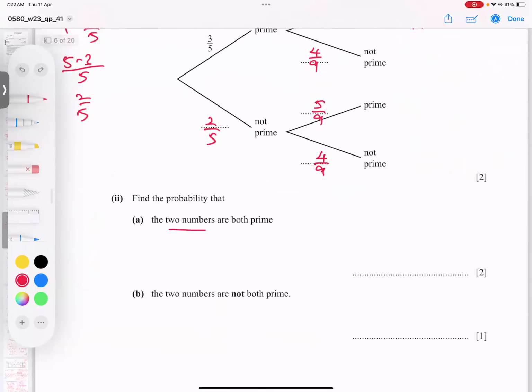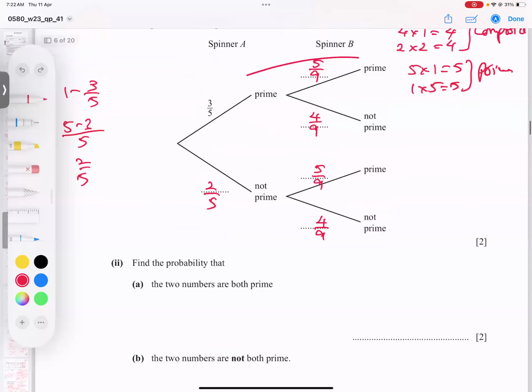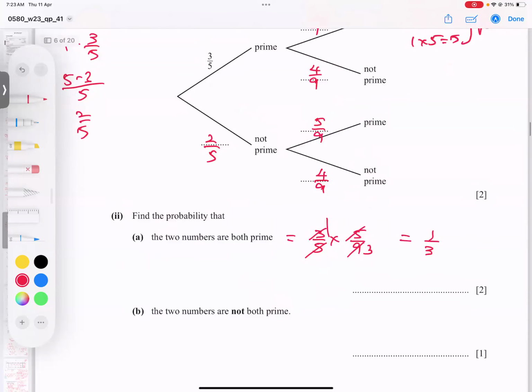Two numbers are both prime numbers. So naturally, prime number is the top branch. And in the process of branches, we always multiply. So this value and this value multiply. I'm writing here directly 3 over 5 into 5 over 9. So 5 by 5 cancel, 3 ones are 3, 3 nines are 9, so ultimately it becomes 1 over 3. So he said the two numbers are not both prime numbers.